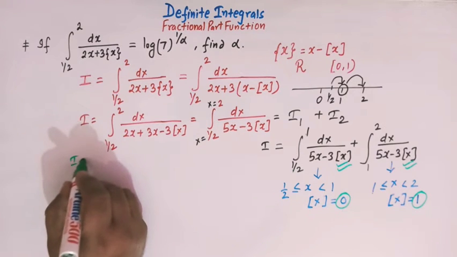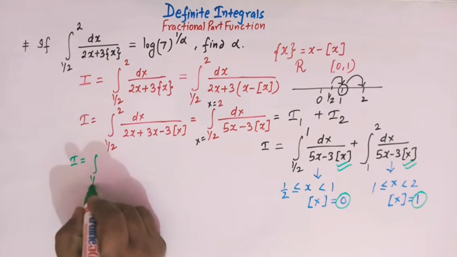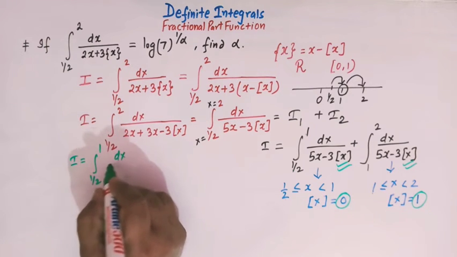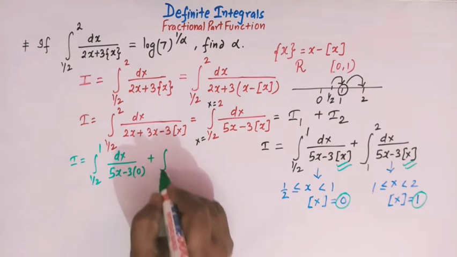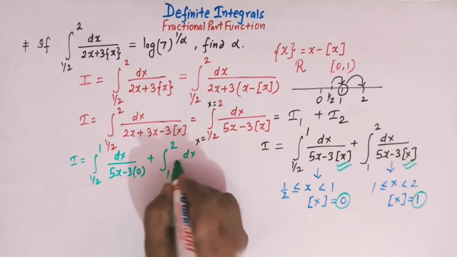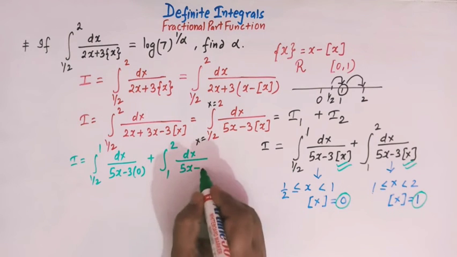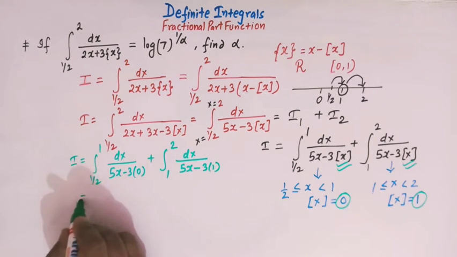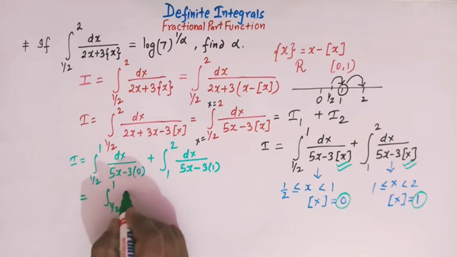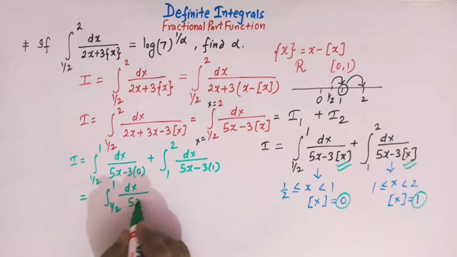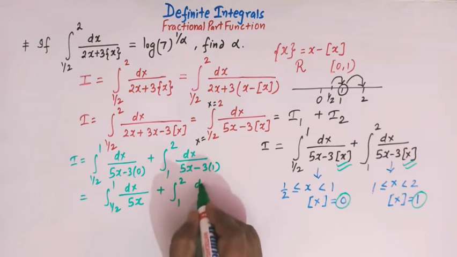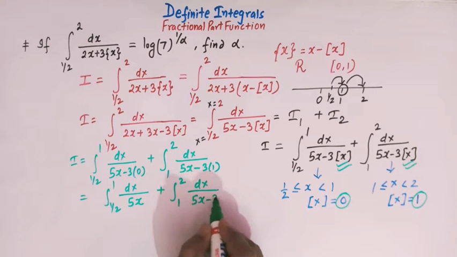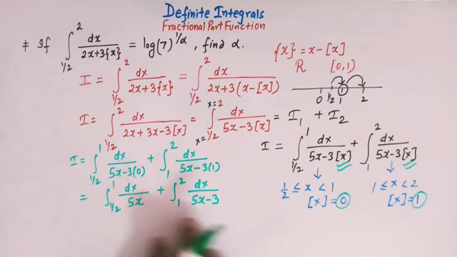So now I is equal to the integral from half to 1 of dx over 5x minus 3 times 0, plus the integral from 1 to 2 of dx over 5x minus 3 times 1, right? So now this integral is from half to 1 of dx over 5x, and here we have the integral from 1 to 2 of dx over 5x minus 3, right? So now we have two simple integrals.